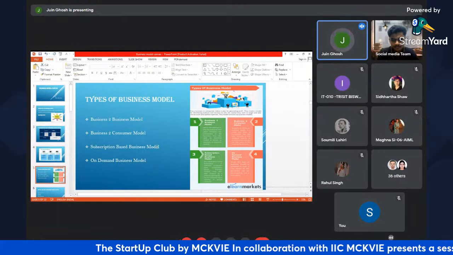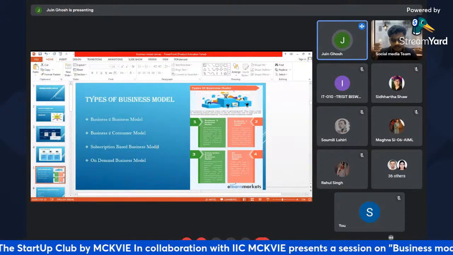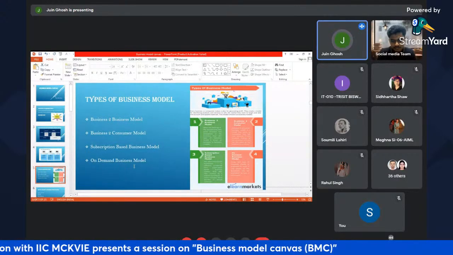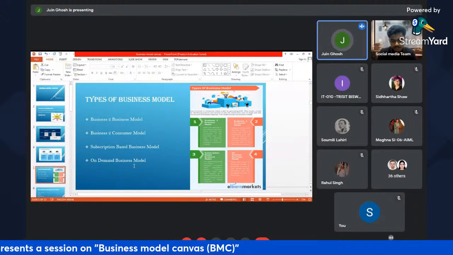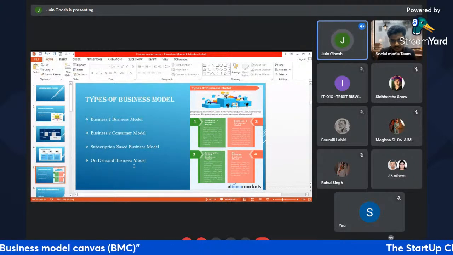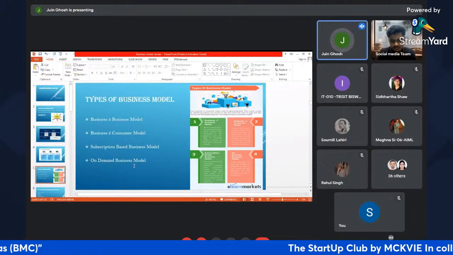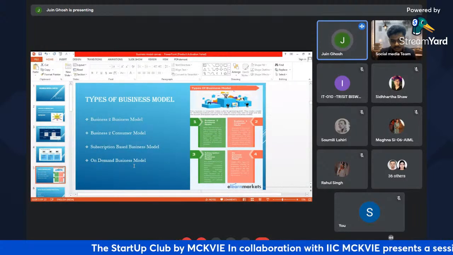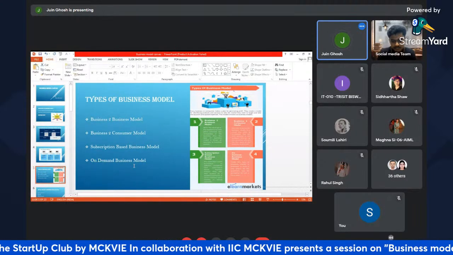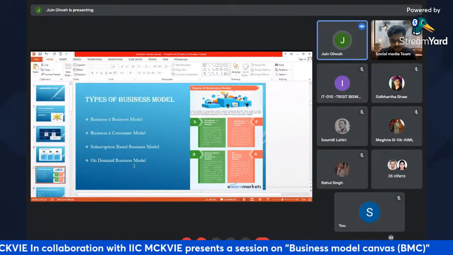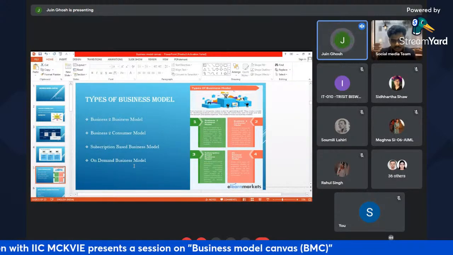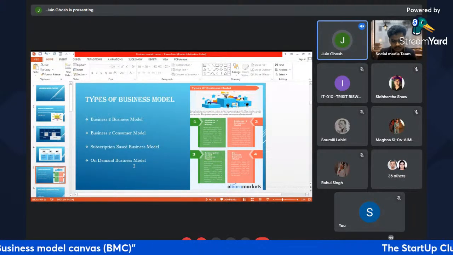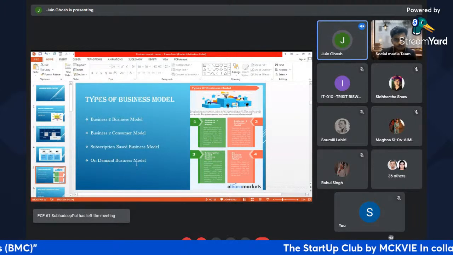Next comes the on-demand business model. That is, whenever the customer is in need, he or she can avail the facility of this type of business model. You can cite the example of Ola, Uber, right? Whenever the customer needs, without using their own private way of conveyance, if they want a comfortable journey, they can, according to their requirement, according to their demand, always order an Ola service or Uber service, right? These are the examples of the on-demand business model.